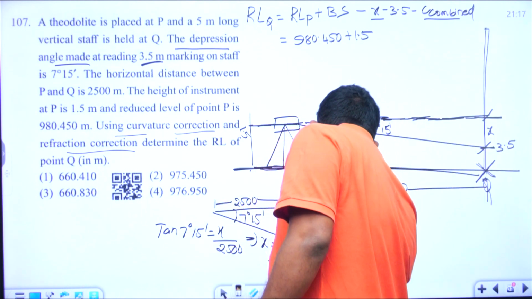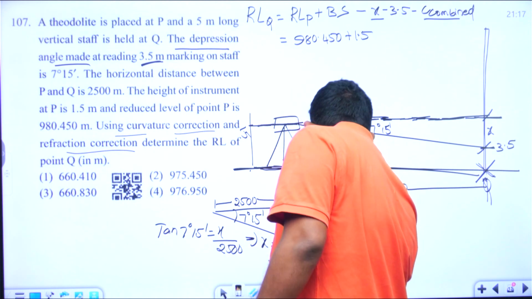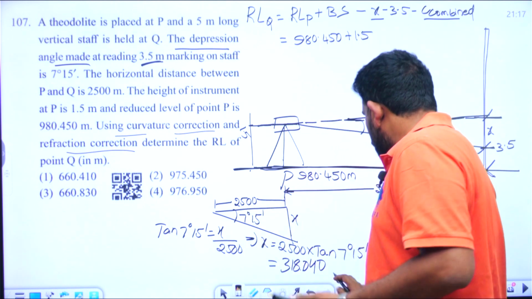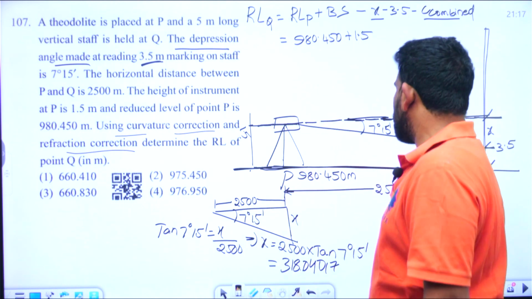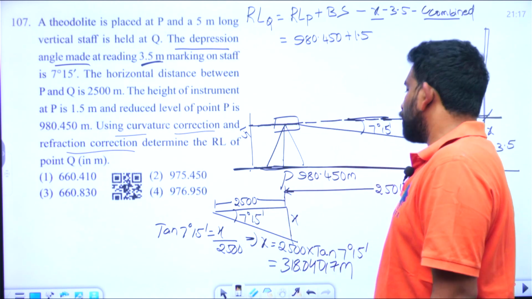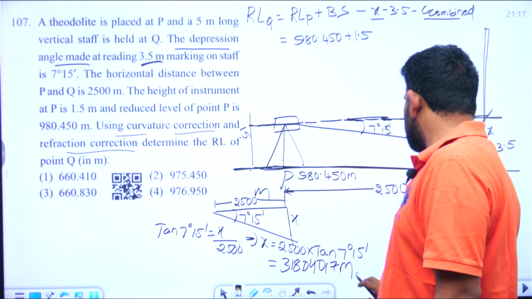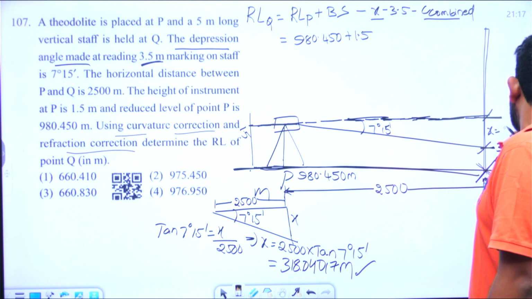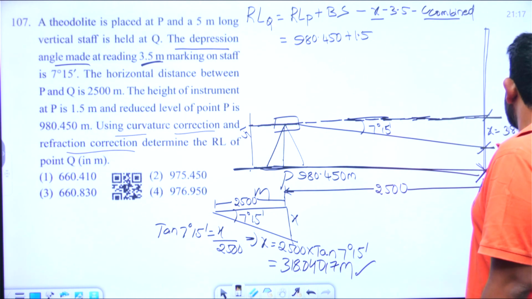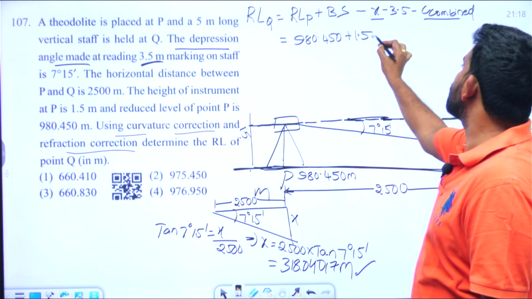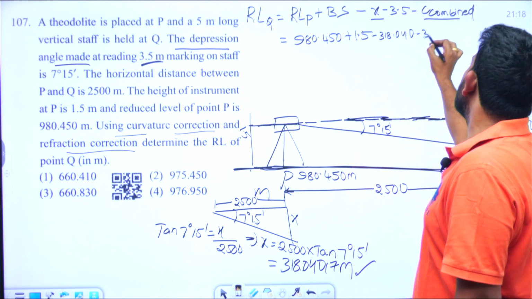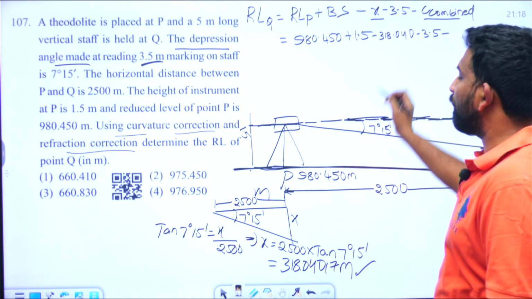The value comes out to be 318.04017 meters. Because I have taken this in terms of meters, I will be getting the result in meters only. This value x comes out to be 318.040. So I have to subtract this, and I have to see the combined correction also.